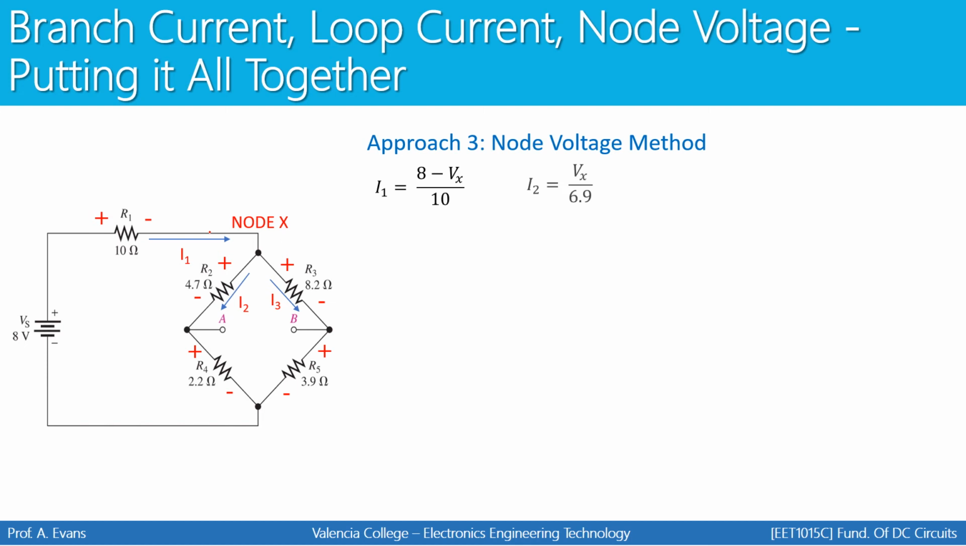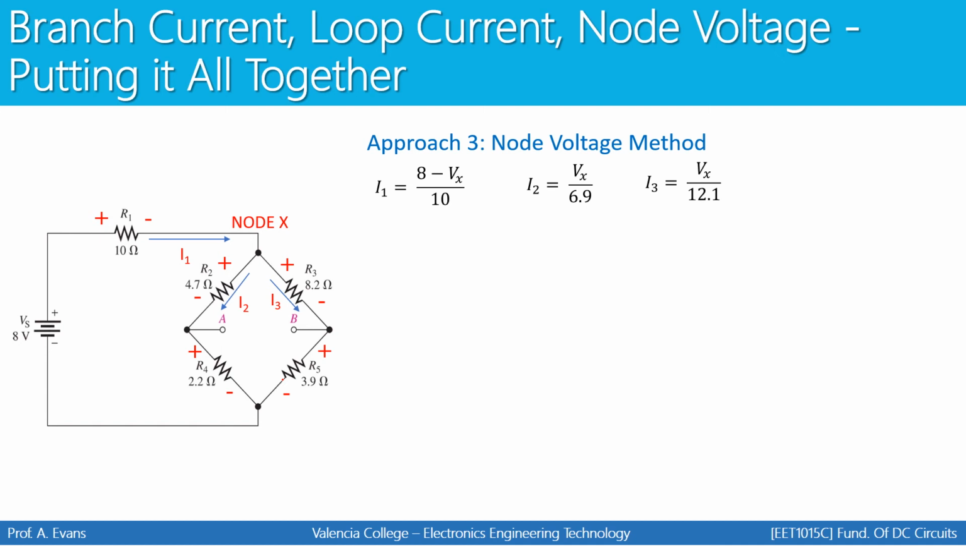We're also going to write an equation for I2. I2 begins at node X, so we're going to have the voltage at node X, and I2 ends at ground, so we have Vx minus 0, divided by the resistance along this path, so we're going to combine R2 and R4 to get 6.9 ohms. And we're also going to do the same thing for I3. I3 begins at node X and ends at ground, so we have Vx divided by the resistance along this path.